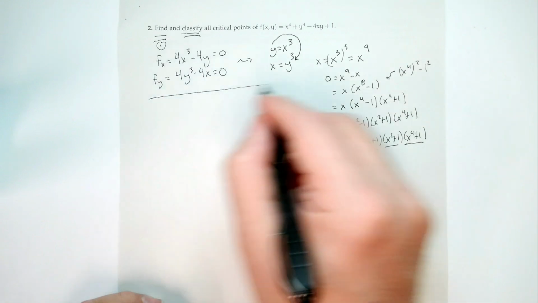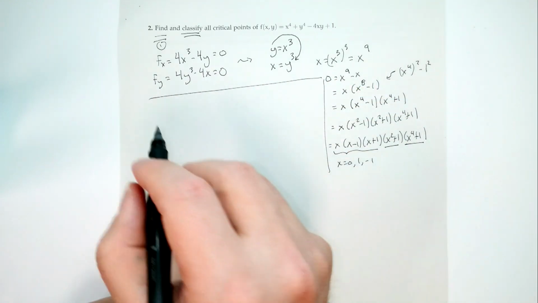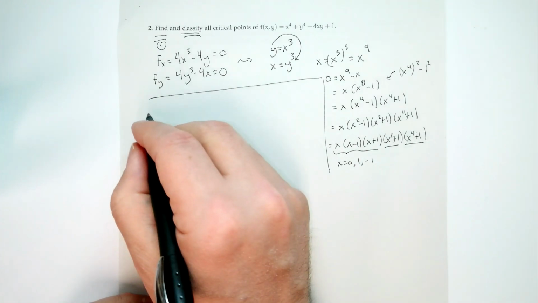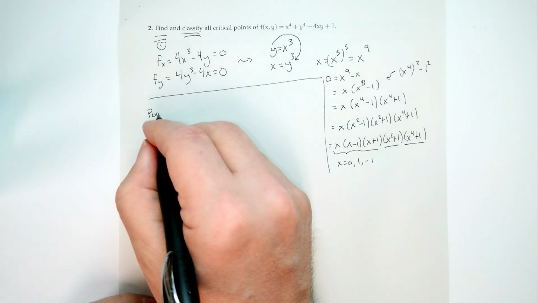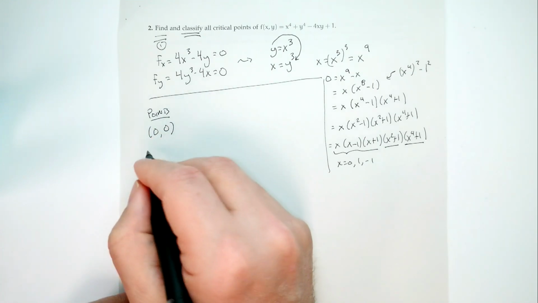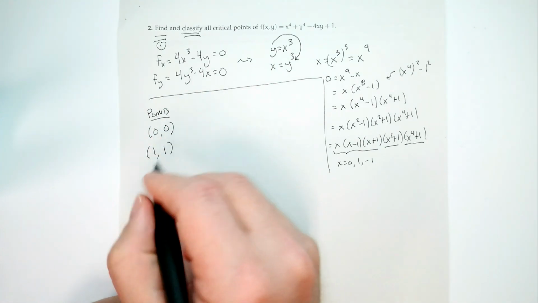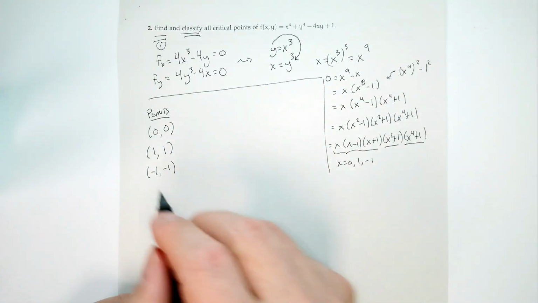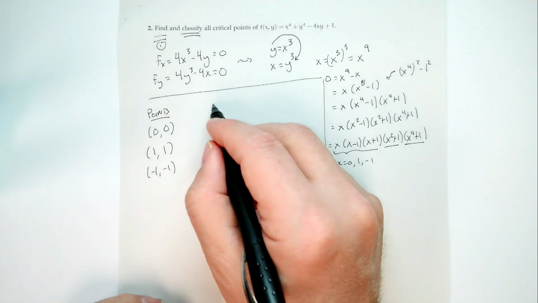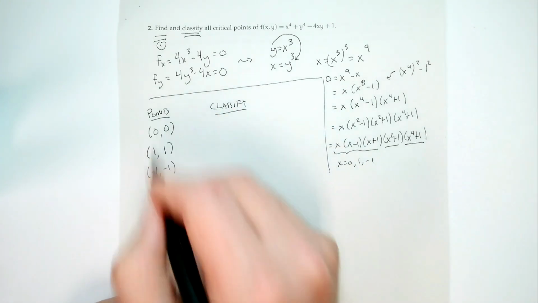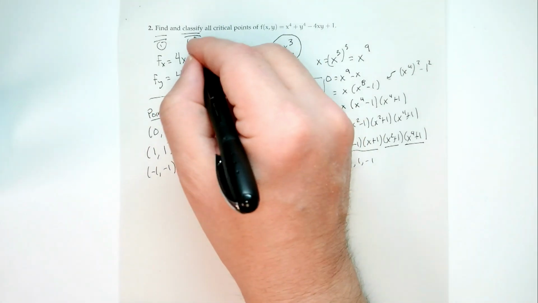So, now we know what x can be, so what about y? Well, y is x cubed. So our points are x equals 0, 0 cubed. x equals 1, 1 cubed. x equals negative 1, negative 1 cubed. Okay, those are our points. And of course, we've got to classify. So we've done the find. Now we're at step 2, classify.